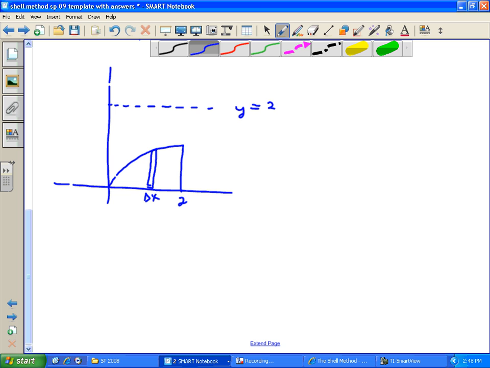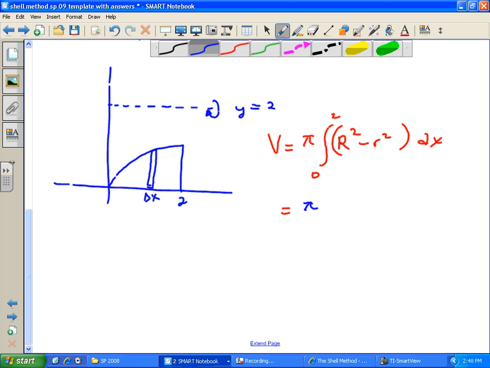Since this is perpendicular to the axis of rotation, now I must select the washer method because there is also a hole in the region generated. So volume with the washer method equals, the constant is pi. What I need here is big R squared minus little r squared, and I've selected dx. The limits are going to be from 0 to 2 for the x variable.